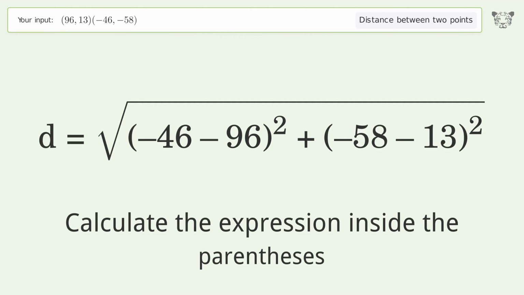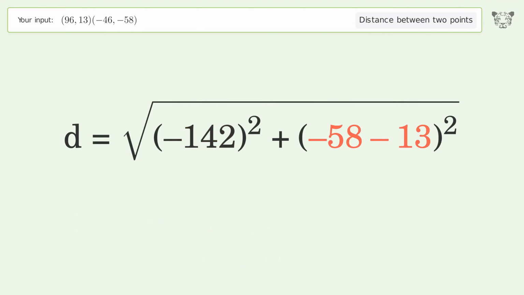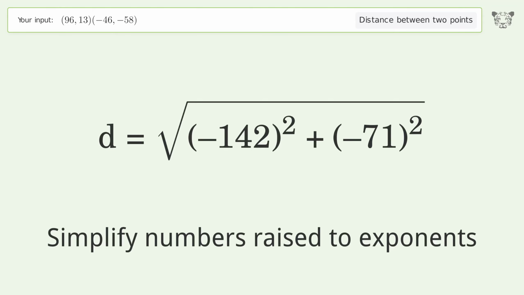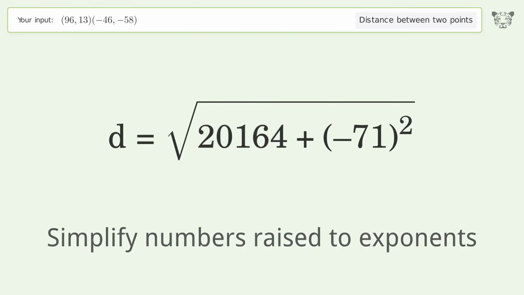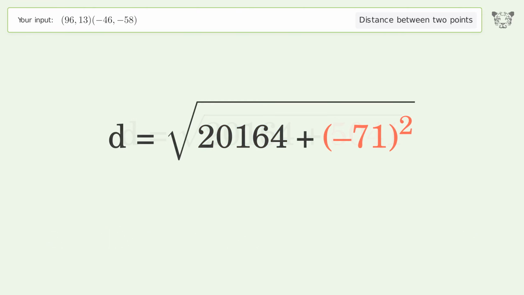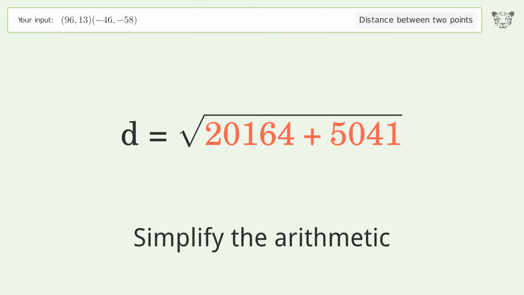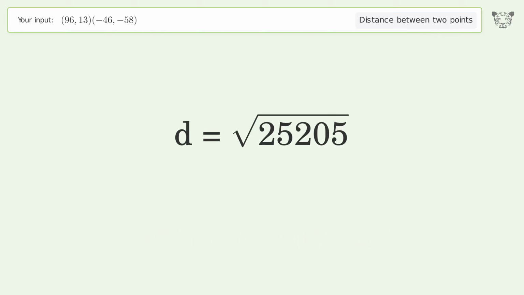Calculate the expression inside the parentheses. Simplify numbers raised to exponents. Simplify the arithmetic. And so the distance between the 2 points is the square root of 25,205 or 158.761.